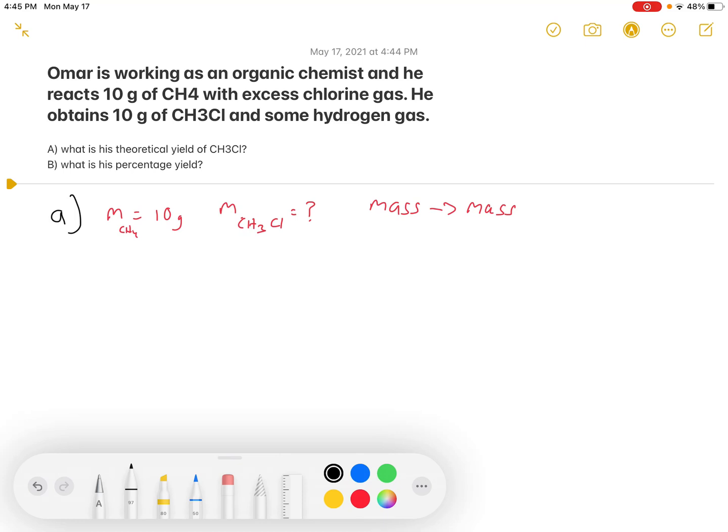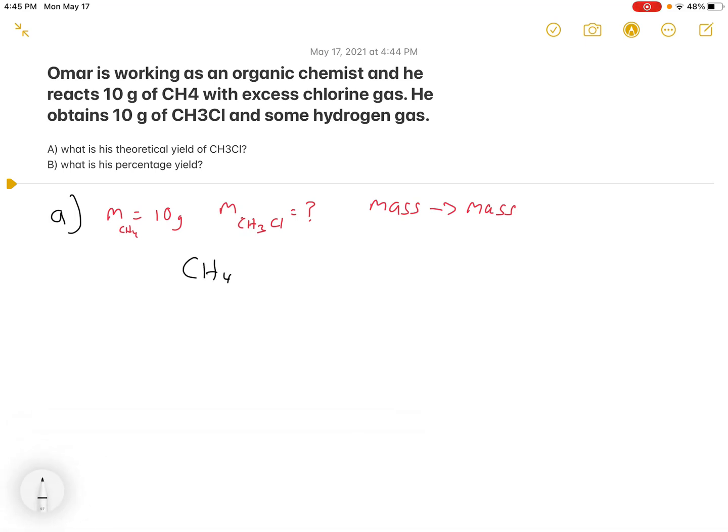So our next step, we've identified given an unknown and we've determined the type of problem that it is with regard to stoichiometry. So we now need to make a balanced equation. We can extract that information right from the question. We know that CH4 or methane is going to react with some excess chlorine gas. That just means we're not going to treat it as a limiting reactant. That'll be a different lesson. And we see that Omar obtains CH3Cl and some hydrogen gas.